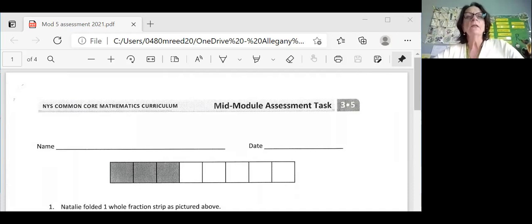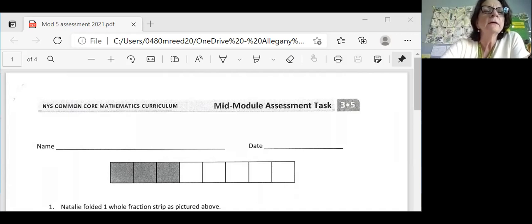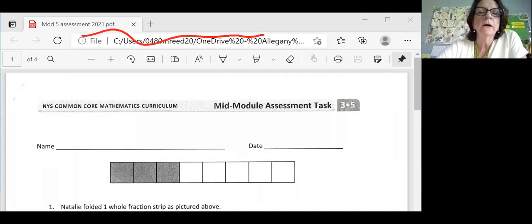Okay, so let's look at number one. It says, Natalie folded one whole fraction strip as pictured above. So this is her picture right here. Why is it not letting me draw? Okay, and then it says A, how many equal parts did she divide the whole into? So you have to answer that question. Write your answer in that section.